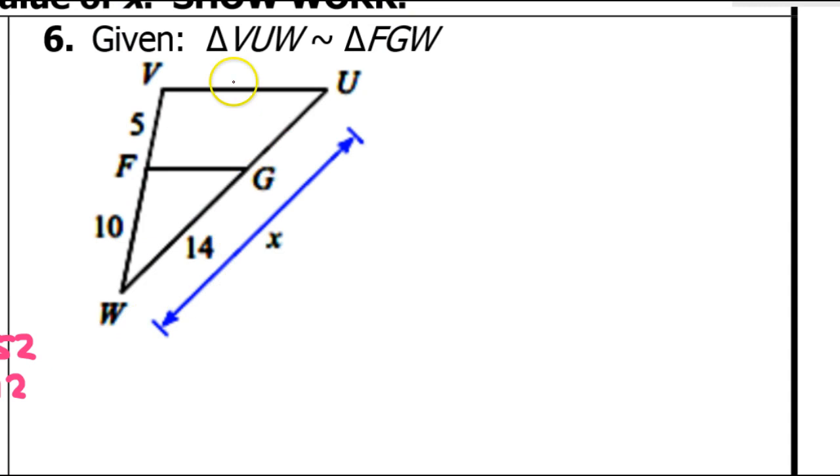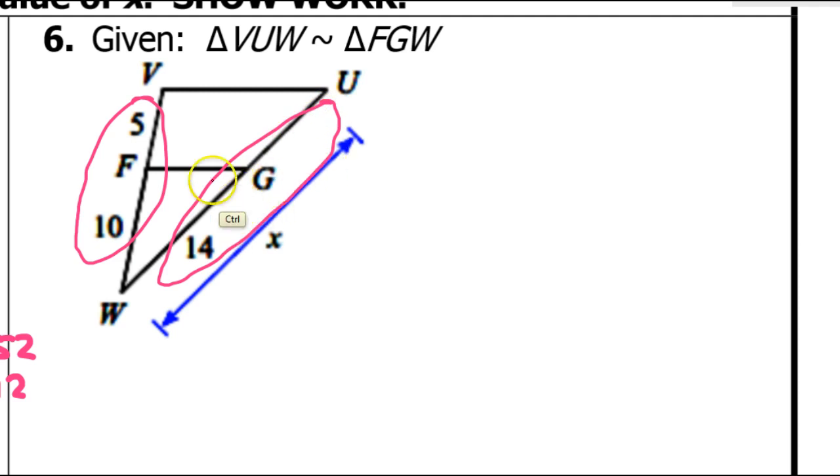All right, for number 6, I have a choice. I can either do the side-splitter theorem, where I make fractions out of these segments, right? Now that includes this unknown segment. Or I can draw the triangle separately and just do new over old equals new over old. So if I were going to do the side-splitter theorem, the first thing I'd have to do is make an expression for GU. And when you're looking for a part, it's always going to be the whole minus the part there that you already have. So GU would be x minus 14.